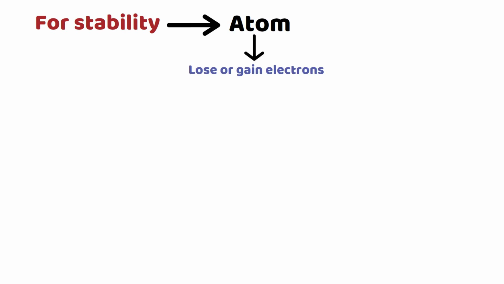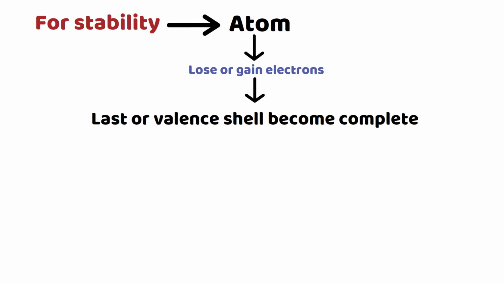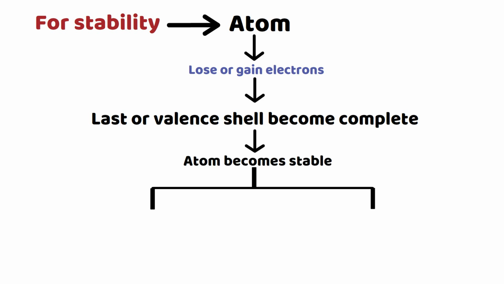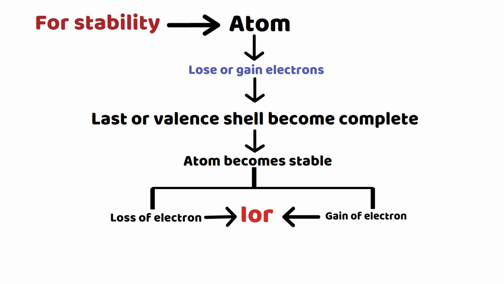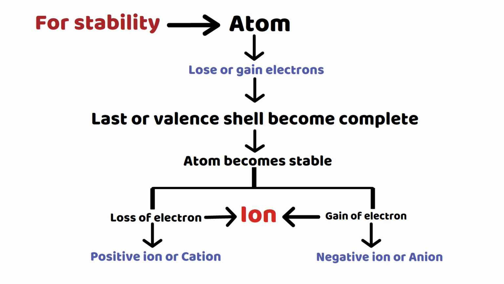Now, for achieving stability, an atom can lose or gain electrons. And after this loss or gain of electrons, the last or valence shell of an atom becomes complete and it becomes stable. Remember, after this loss or gain of electrons, an atom becomes a charged particle and this charged particle is called an ion. Now, if an atom loses an electron, it becomes a positively charged ion called a cation, and if an atom gains an electron, it becomes a negatively charged ion called an anion.